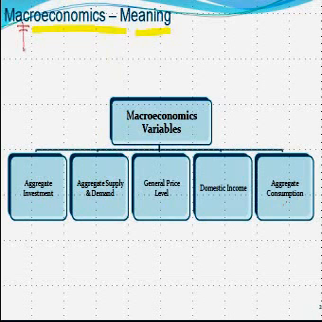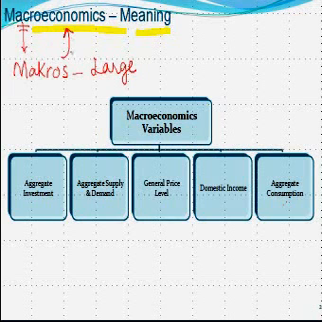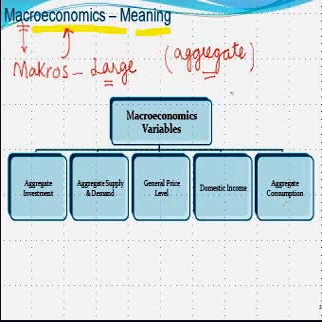The word macro is basically derived from a Greek word called macros, and what macros means is large. So the scope of macroeconomics is basically to deal with things in aggregate or in totality, if I may call it. In case of an individual, when you study microeconomics, you study the behavior of an individual, how he consumes, how his demand for individual products is changed. When we deal in macroeconomics, we deal with large things, aggregate things, total things.